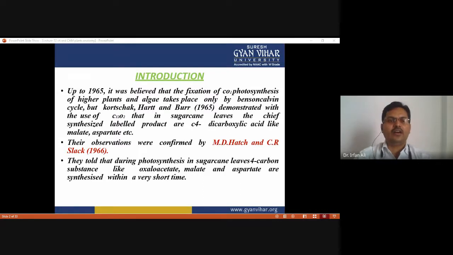Then they told that during photosynthesis in sugarcane leaves, four carbon compounds like oxaloacetate, malate, and aspartate are synthesized within a very short period of time. So this experiment demonstrated that the plant carried out the Calvin cycle, but some other molecules are also synthesized during the carbon fixation.